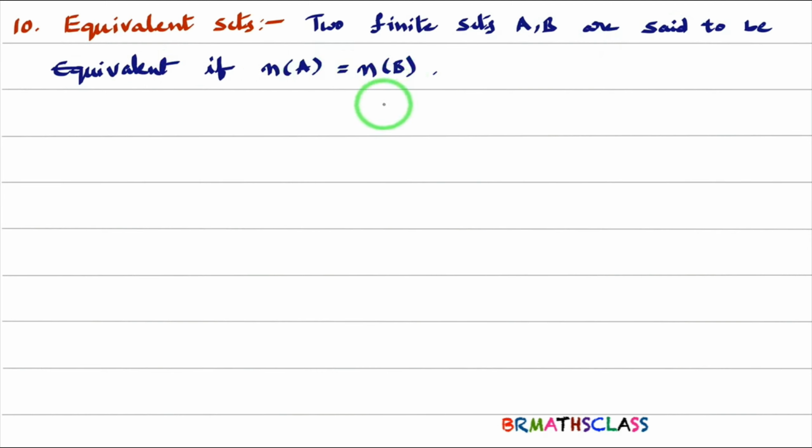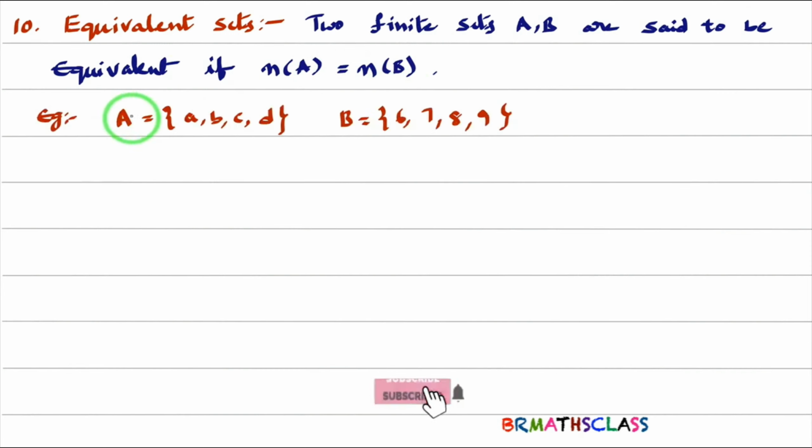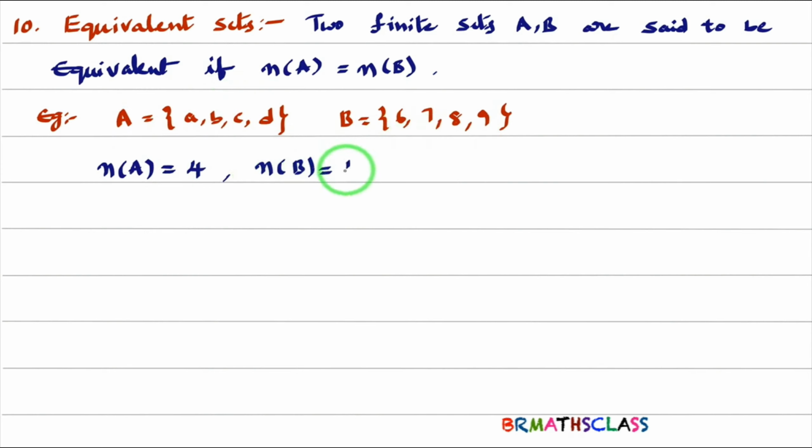We will try to understand this with an example. You observe the sets here, A and B. What is the cardinal number of set A? The cardinal number of set A is 4 because 4 elements are present in set A. What is the cardinal number of set B? The cardinal number of set B is 4 because 4 elements are present in set B. As the cardinal number of set A is the same as the cardinal number of set B, we say that the sets A, B are equivalent sets.